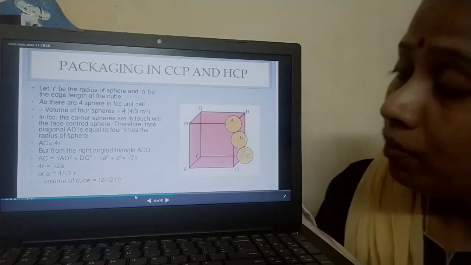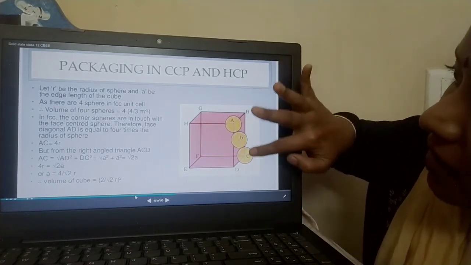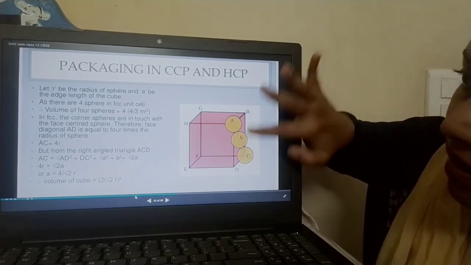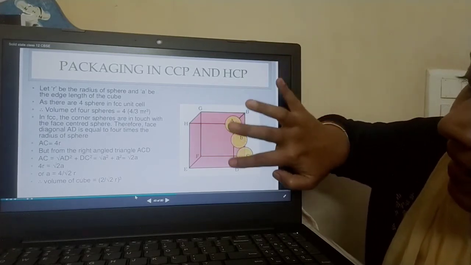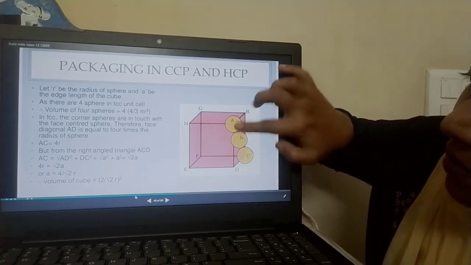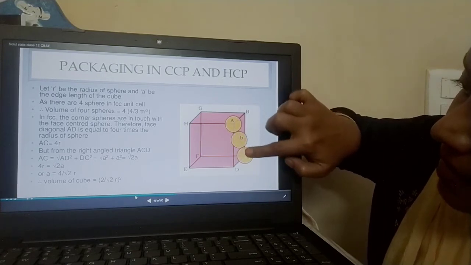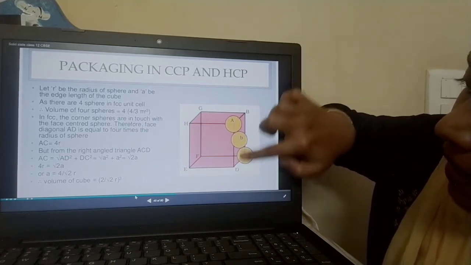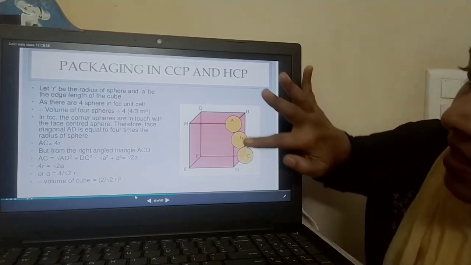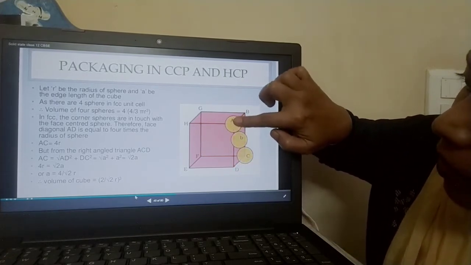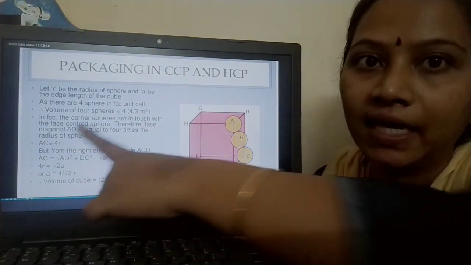Okay. Now when you look into a face centered cubic cell, the corner spheres are in touch with the face centered sphere. Since the face diagonal AC is equal to 4 times the radius of the sphere, this is a triangle ADC where AC is the diagonal and AD equals DC. Since the face diagonal is equal to 4 times the radius of the sphere, I am going to write the term AC as 4r.